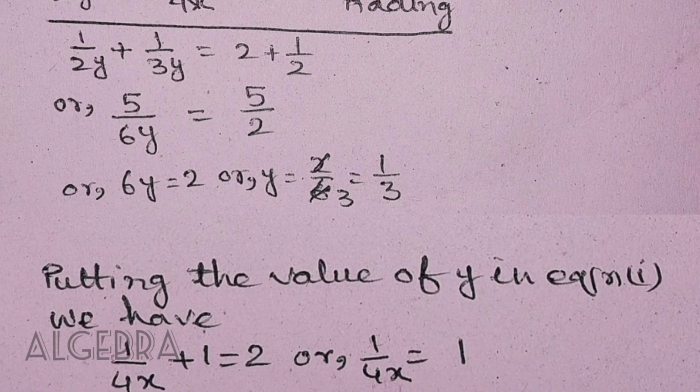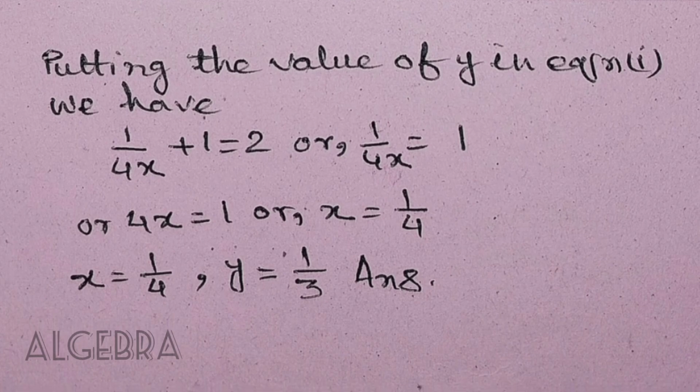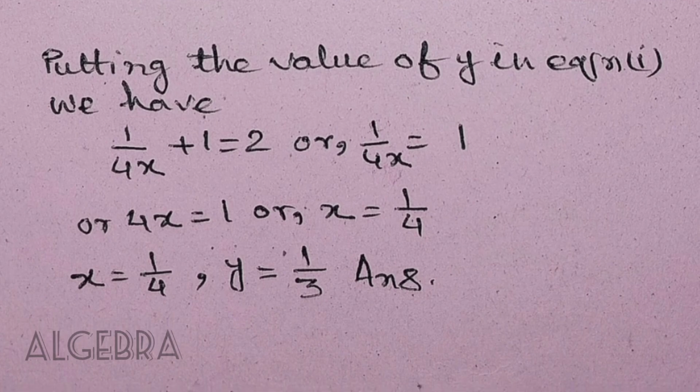Putting the value of y in equation 1, we have 1/(4x) + 1 = 2, or 1/(4x) = 1, or 4x = 1, or x = 1/4. So x = 1/4 and y = 1/3.